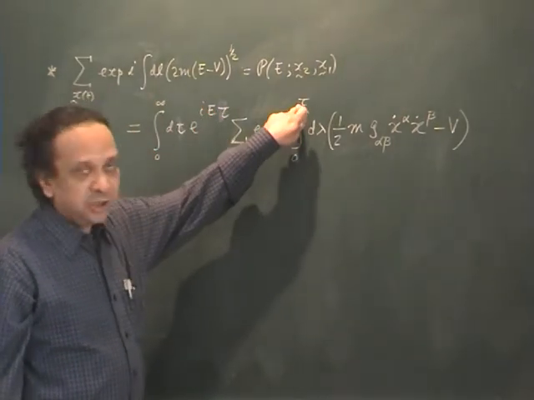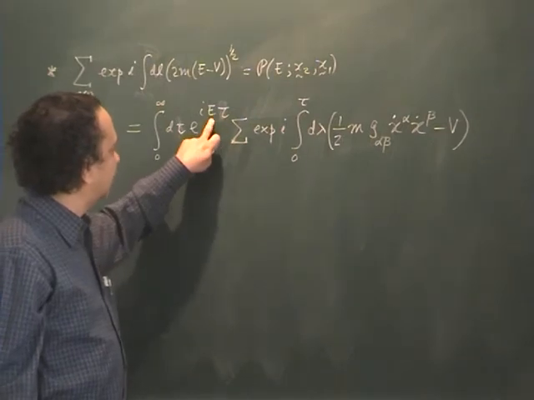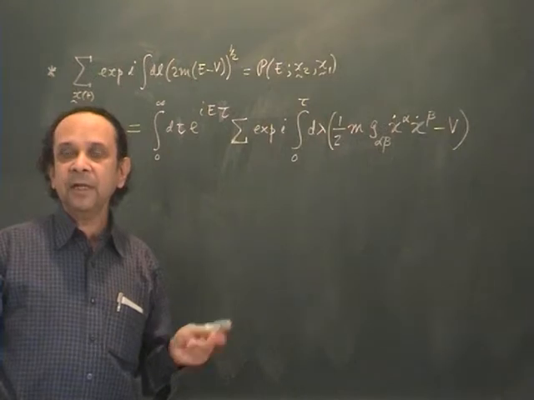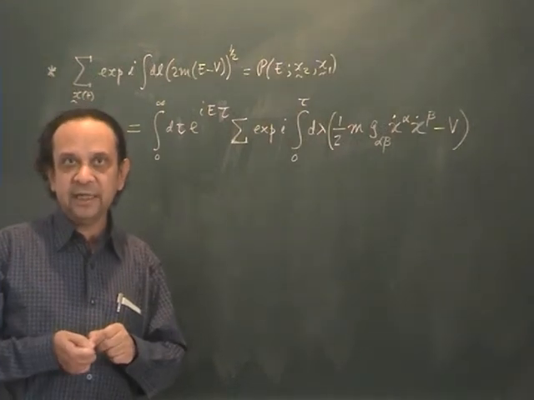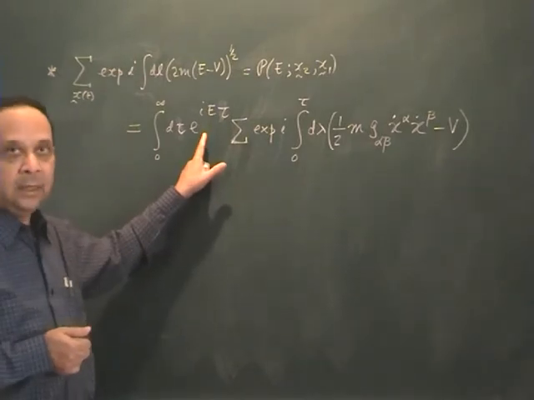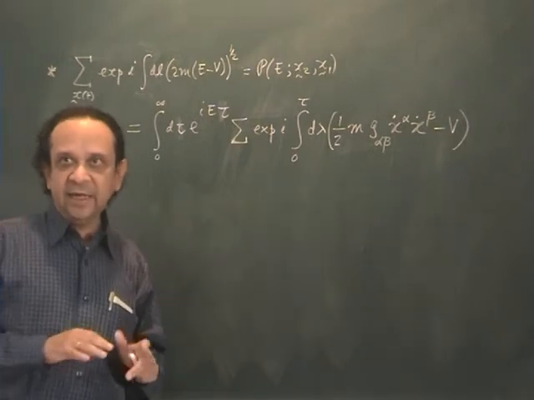This is a function of tau. Now if I do a Fourier transform of tau with respect to a variable E, that will give me the amplitude for the particle to go from x1 spatially to x2 spatial coordinates with an energy. That is precisely what is given here. Okay. So this is all we need.